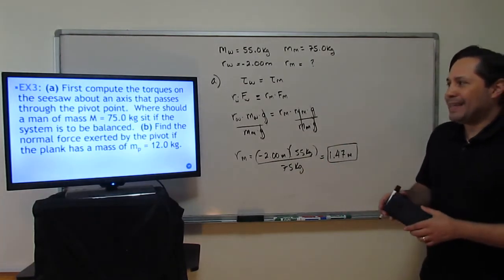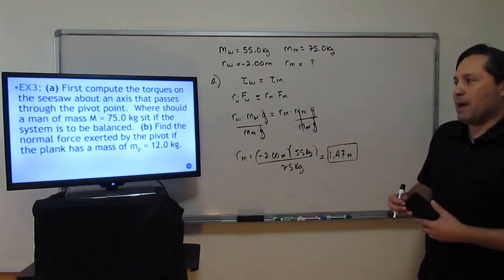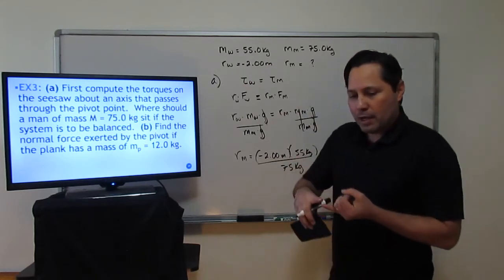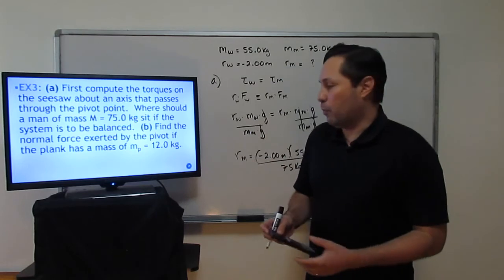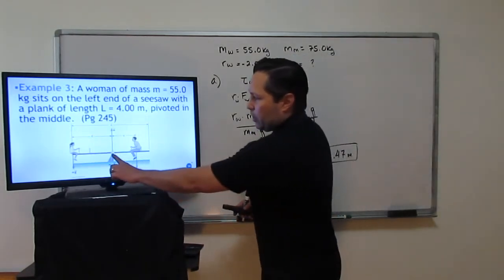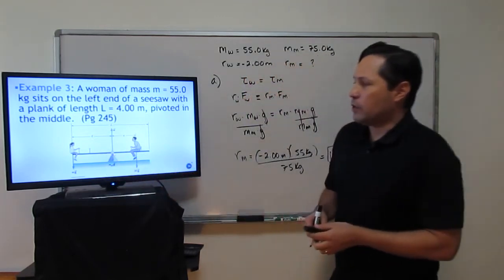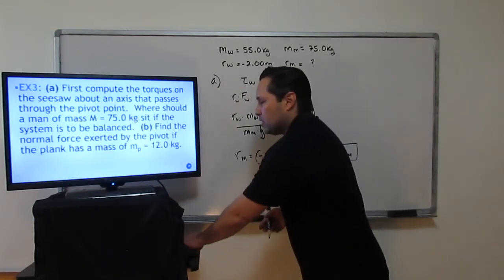In part B, they asked us to find the normal force exerted by the pivot point on the plank that has a mass of 12 kilograms. Alright, so now we have the man, the woman, and now the plank. So how much normal force is exerted by the pivot point? If you go back to the picture, right here, how much normal force is exerted by the pivot point if it's holding the man, the woman, and the plank as well. Alright, so let's get the total mass.